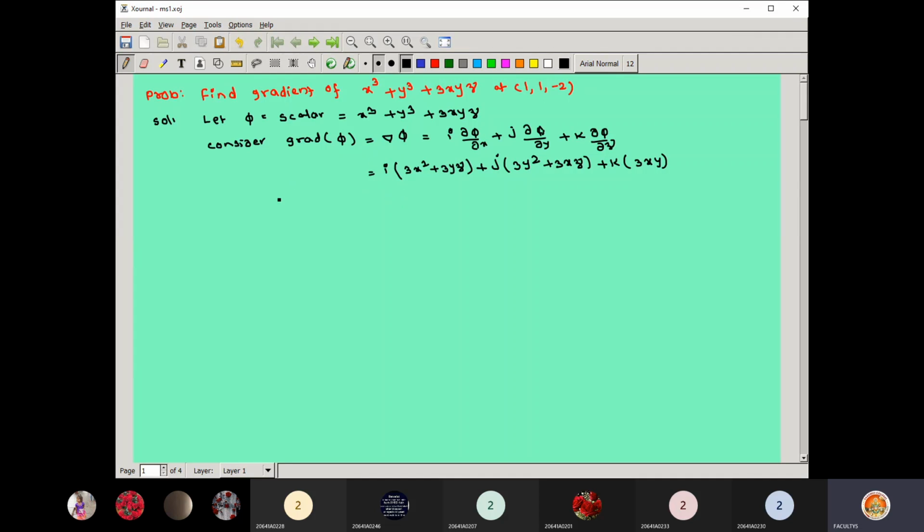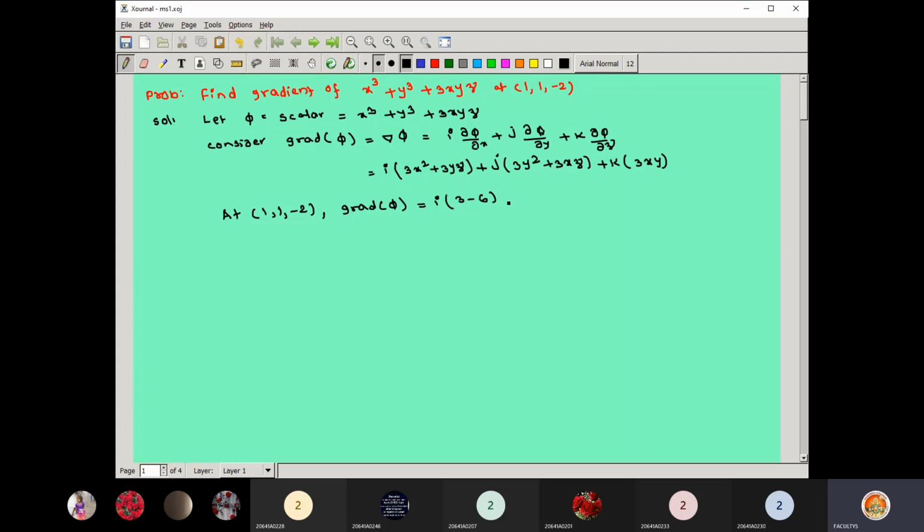But they are asking at a point. So that's why you are substituting that point (1, 1, -2). What is the meaning of (1, 1, -2)? x value 1, y value 1, z value -2. So there you are substituting those values. So what will be the answer now? Gradient of phi equals i into 3 into x square. Here x value is 1, so you are getting 3, plus 3yz, so you are getting -6.